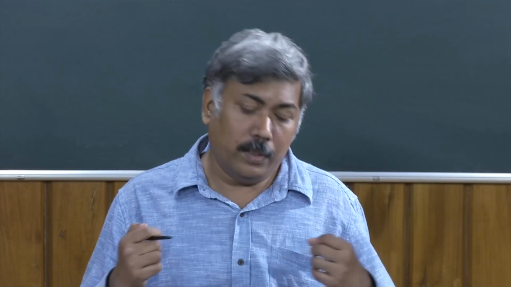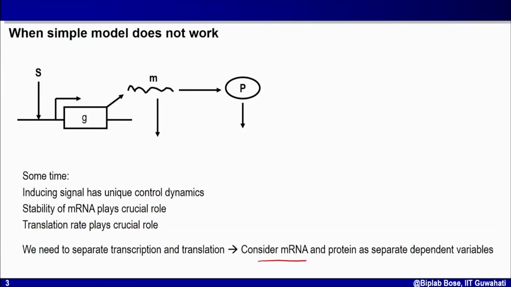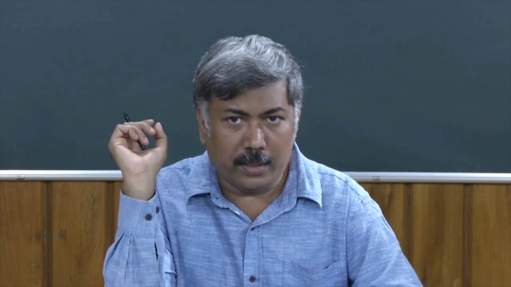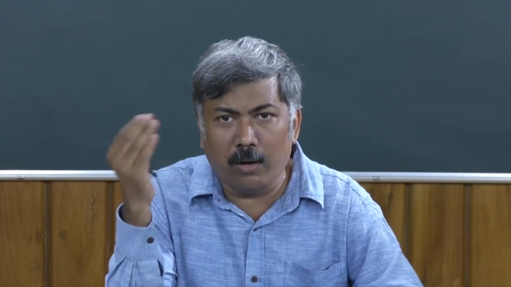So if I separate out transcription and translation, then I will consider mRNA and protein as separate dependent variables. I will write one ODE for mRNA, one ODE for the protein. So let us try to do that. I will start with writing the ODE for the mRNA. Now, mRNA concentration is controlled by transcription and degradation of the mRNA. Transcription is again controlled by the signal, which may be itself a transcription factor or a molecule which goes and activates a transcription factor. So that transcription factor or inducing signal will control the rate of synthesis of the mRNA.